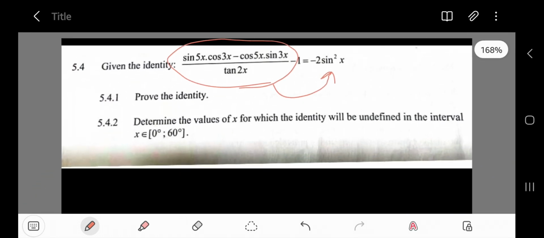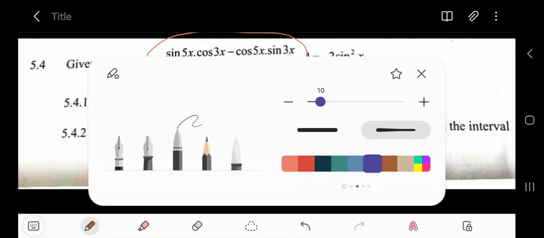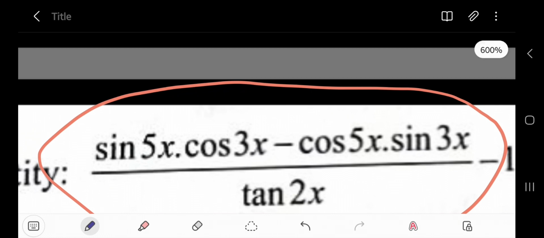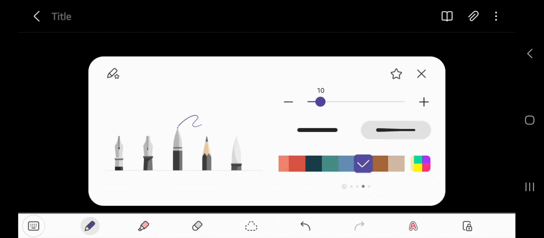This takes a good eye to see. There's too much going on here. But if you realize, we have sine, cos, sine, and then we have 5x, and we have 5x on this side as well. We have 3x, and we also have 3x on this side. And this should remind us of the compound angle. Not the double angle, I meant the compound angle.